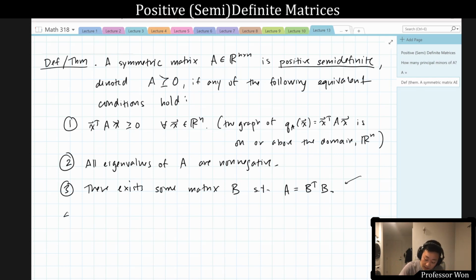And then the fourth is that all principal minors of A are non-negative. So this is why we talked about principal minors a second ago.